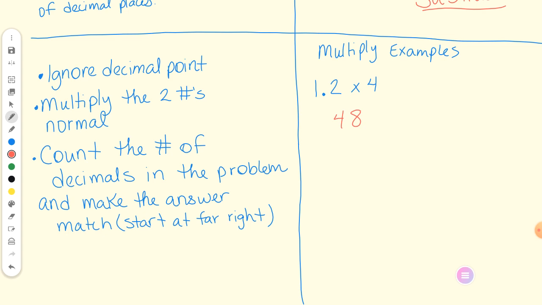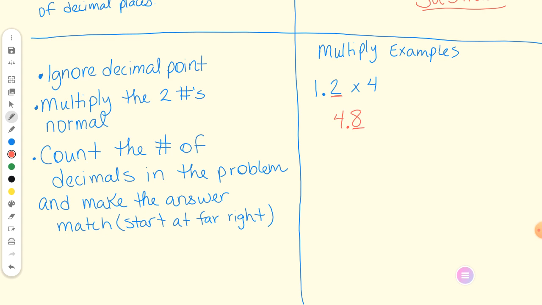Okay? So to help us figure out our decimal point, it says count the number of decimals in the problem. You will underline them as you count. Looking at the problem, there is only 1 decimal place. So how many decimal places do I need in my answer, Bryson? 1, and it says start at the far right. So I go to the far right of the number. I put 1 line because I have 1 in the problem. I need 1 in my answer. So my answer is 4.8.